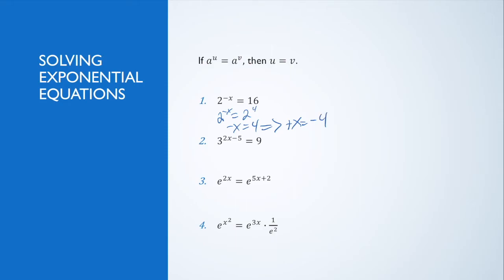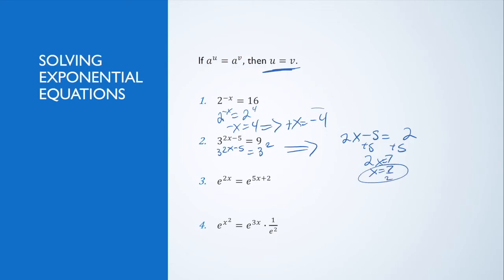If I have 3 to the 2x minus 5 equals 9, that means I have 3 to the 2x minus 5 equals 3 squared. This will give me, using our property, 2x minus 5 equals 2. I add 5 to both sides. 2x equals 7. So x equals 7/2.